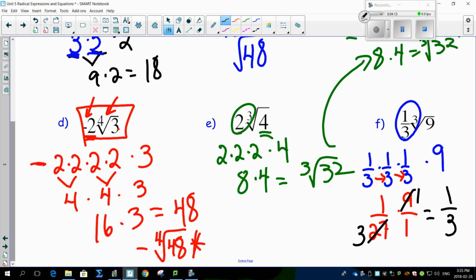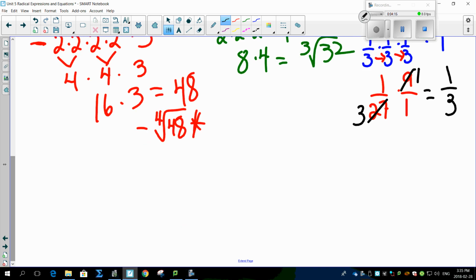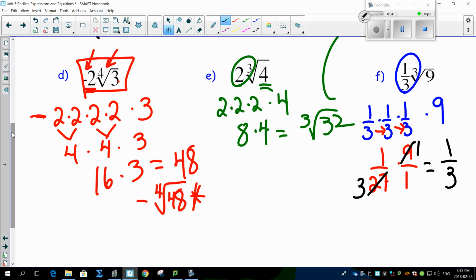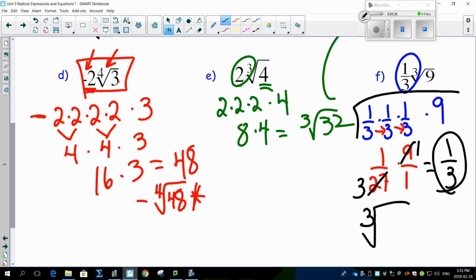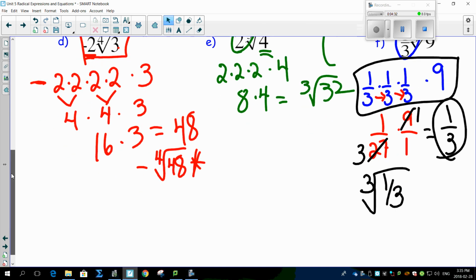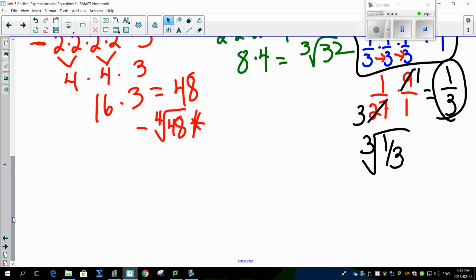So this actually, if you think about it, is, well, I went too far. This is actually the cubed root of what this whole thing works out to be, which is 1/3. Isn't that interesting? That's a lot of fun. I like this kind of question. Working backwards is easy now, isn't it?